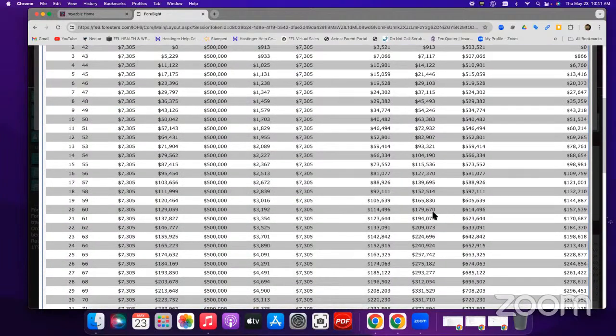Let's look at 20 years. Okay, so 20 years, you're at 180,000 in cash, and your death benefit's at 614. So after 20 years, you're 60. You paid 7,305 every single year for 20 years, and let's see, 7,305 times 20. That's $146,000 that you've put in.